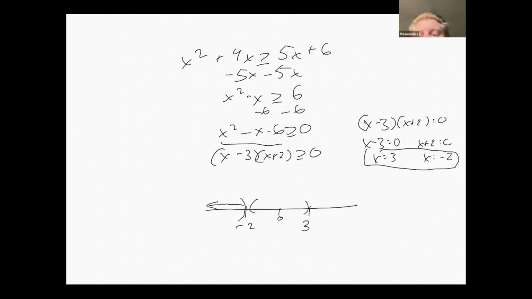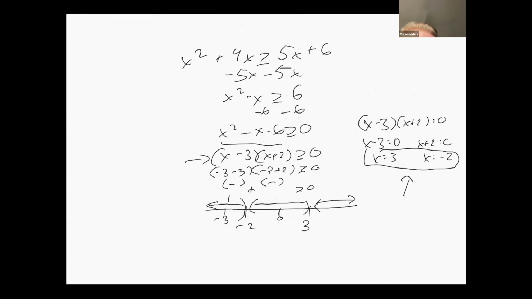So our 2 points created 1, 2, 3 subintervals. And now what we're going to do is plug in a value in each of those 3 subintervals. And what we want to determine is if our inequality is true. So let's plug in negative 3 for the first one. Well, negative 3 minus 3 times negative 3 plus 2. Well, negative 3 minus 3 is going to be negative. Negative 3 plus 2 is also going to be negative. And a negative times a negative is a positive, and positives are greater than 0. So our left interval is true.